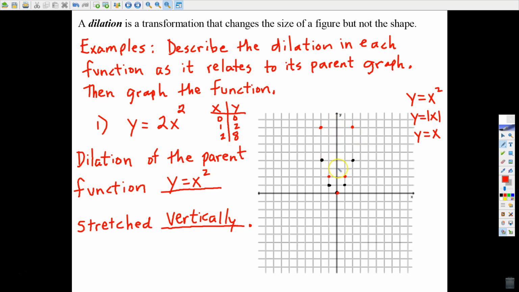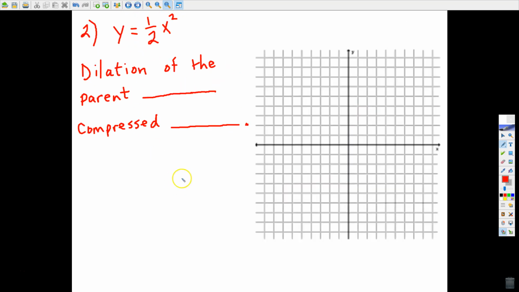As you can see, it's slight, but the black is going to be a little bit wider and the red is going to be a little skinnier. So this is a good example of illustrating what we call vertical stretch. It's a skinnier version of the parent. So that would be your final answer. You have to describe the dilation, we did that, and then graph the function. You do not have to put the parent points. If you want to, that's fine, but it's not required.